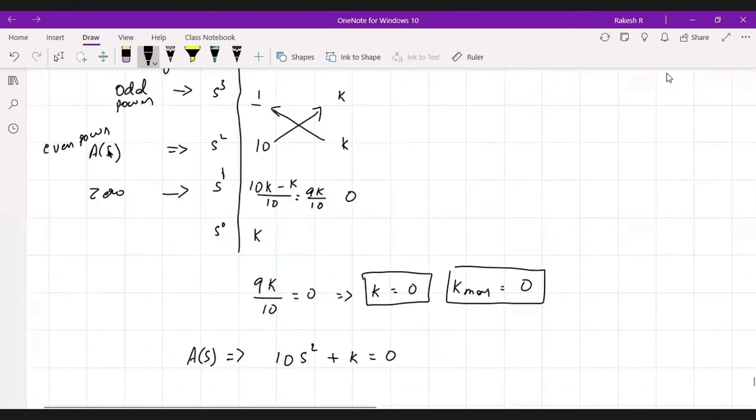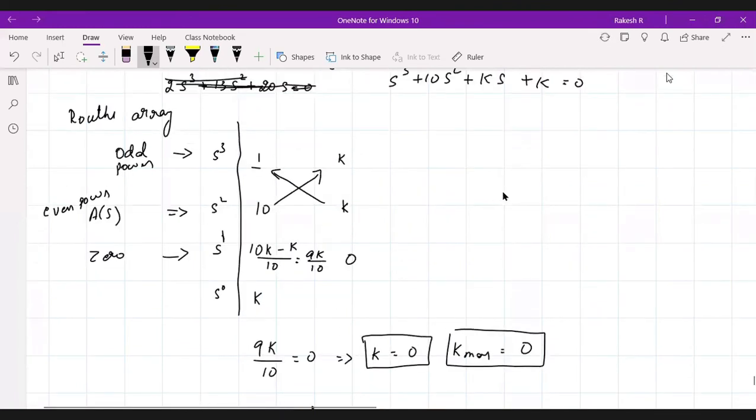When we are taking the auxiliary equation, you need to consider only the even powers here. That is s raised to 2 and s raised to 0. S raised to 0 is 1, so I'll not consider that, and I'll be considering only the coefficient, that is k here. Similarly, if you are considering s raised to 6, one term will be s raised to 6 plus x into s raised to 4 plus y into s square plus z is equals to 0. This is what you need to consider here.